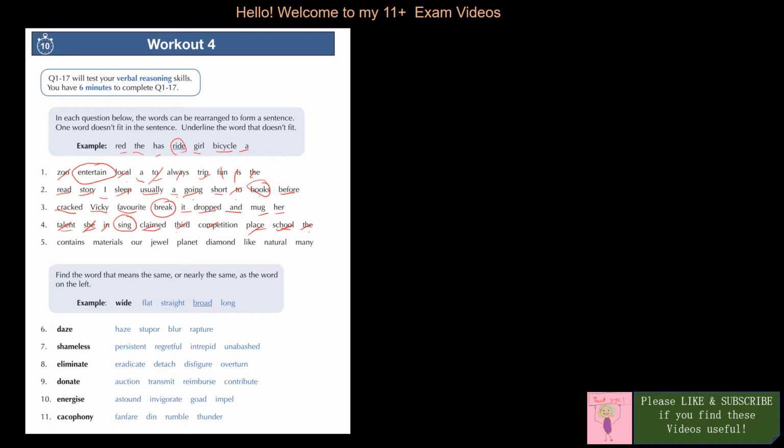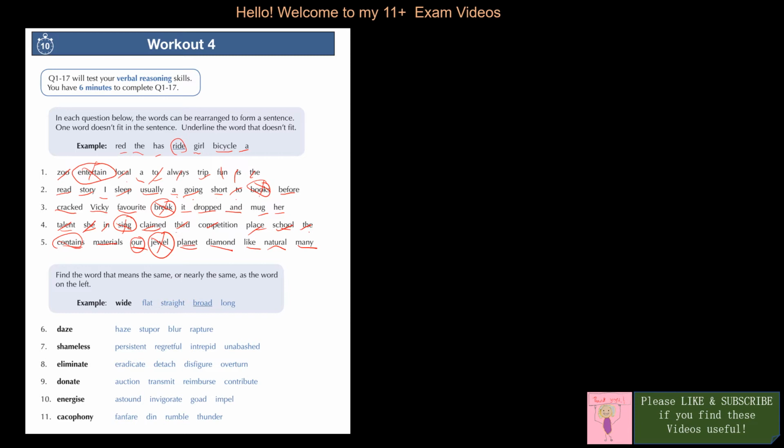Then the fifth one is contains, materials, our, jewel, planet, diamond, light, natural, many. So this one we would start with our. Our planet contains many natural materials like diamond. So jewel comes out. So jewel is not needed, break is not needed, sing is not needed, entertain, books, okay. The ones I crossed out are the ones not needed.